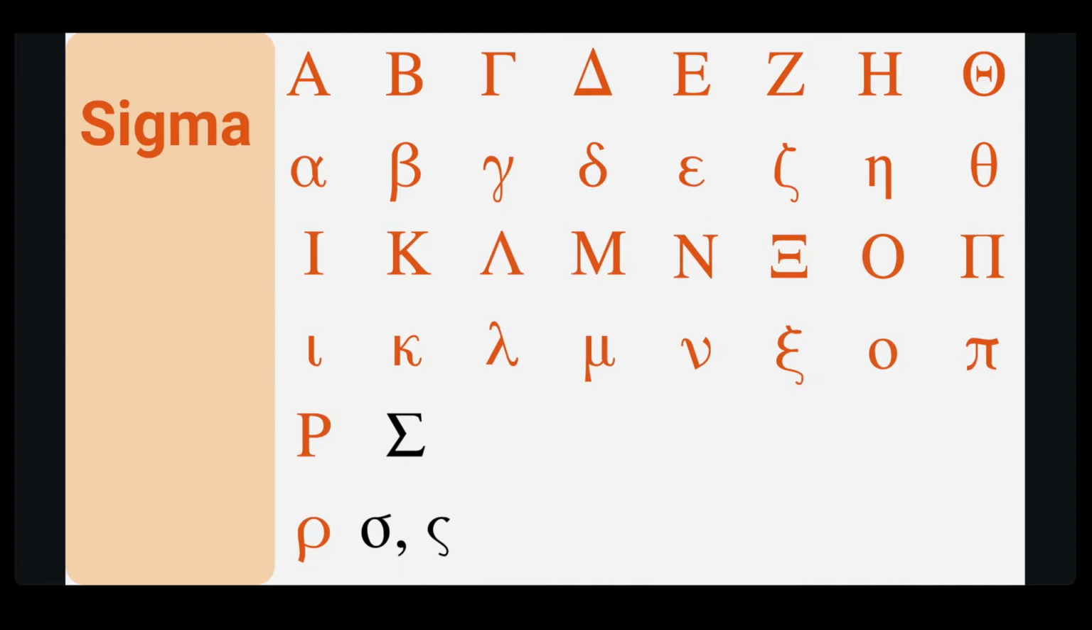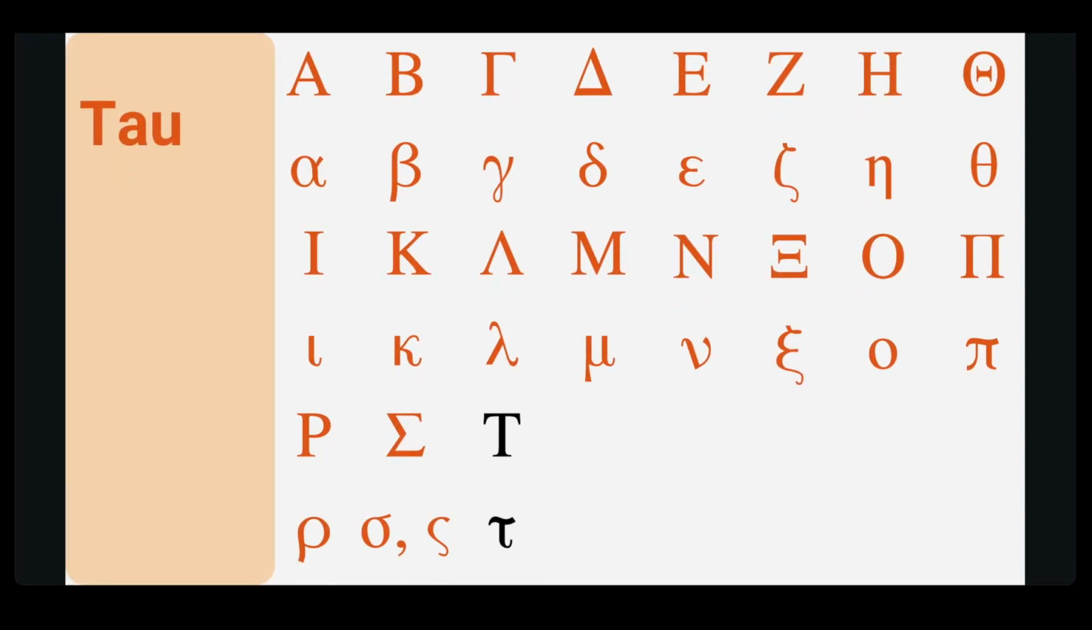Sigma makes an S sound. And you'll notice that in the minuscule forms, there's actually 2. The minuscule form to the right is how sigma appears at the end of words. The one to the left is how it appears at the beginning of or in the middle of a word, but they make the same sound. S.